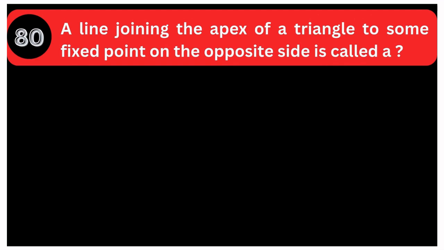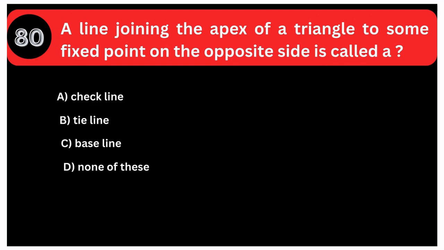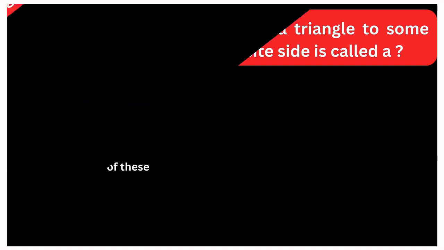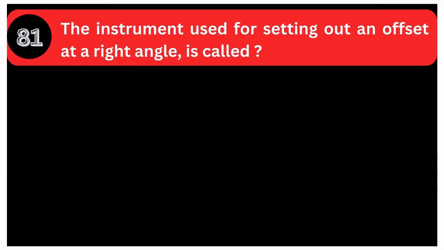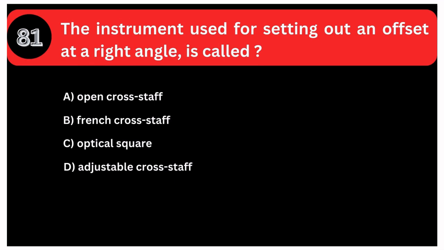A line joining the apex of a triangle to some fixed point on the opposite side is called a. Options: A, check line; B, tie line; C, baseline; D, none of these. Answer: A, check line. The instrument used for setting out an offset at a right angle is called. Options: A, open cross staff; B, French cross staff; C, optical square; D, adjustable cross staff. Answer: A, open cross staff.